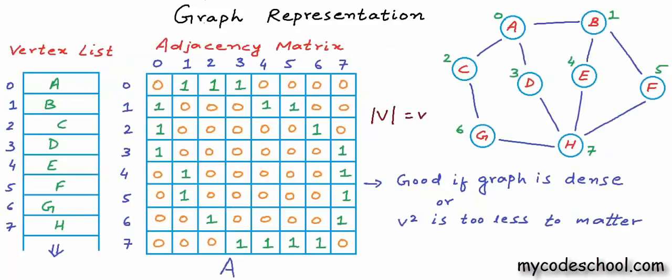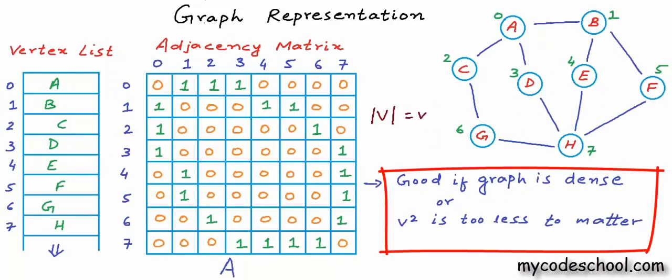Adjacency matrix is good when a graph is dense, that is, when the number of edges is close to the square of the number of vertices. Or sometimes when the total number of possible connections, that is V squared, is so small that wasted space would not even matter. But most real-world graphs would be sparse and adjacency matrix would not be a good fit.